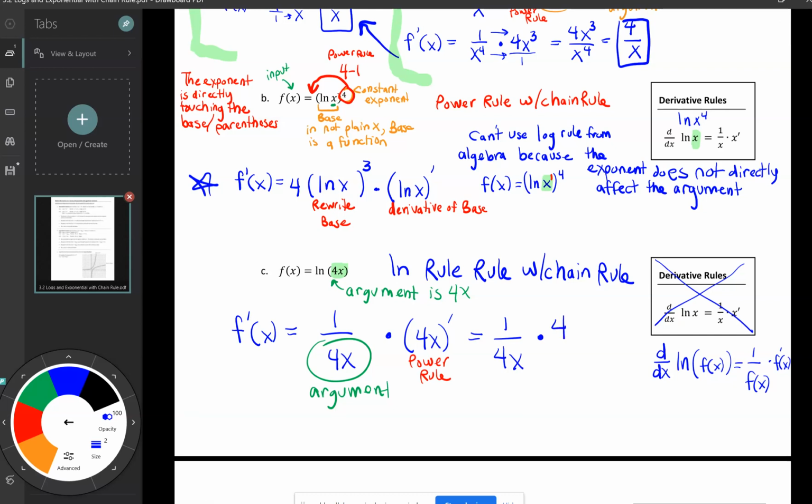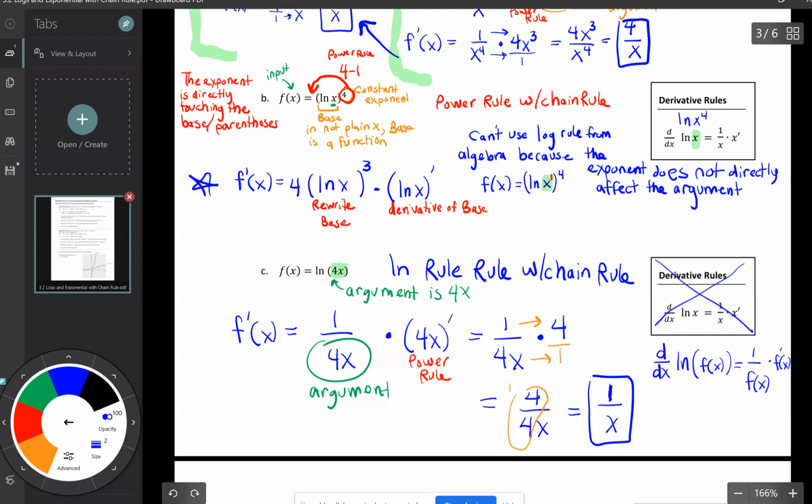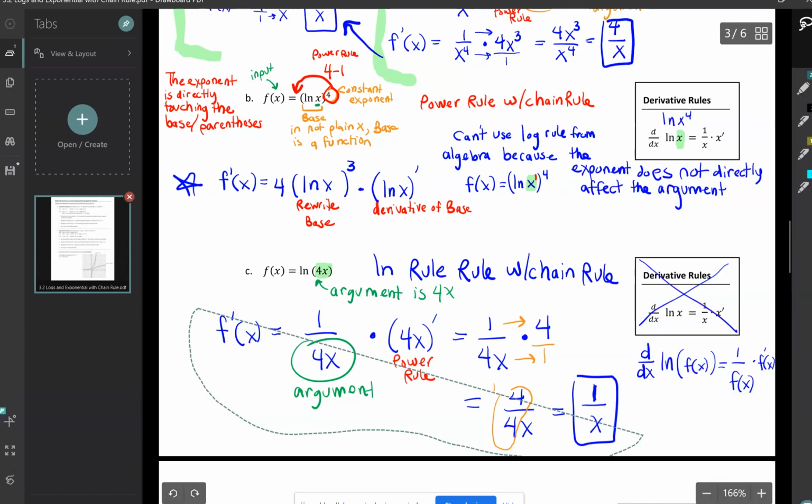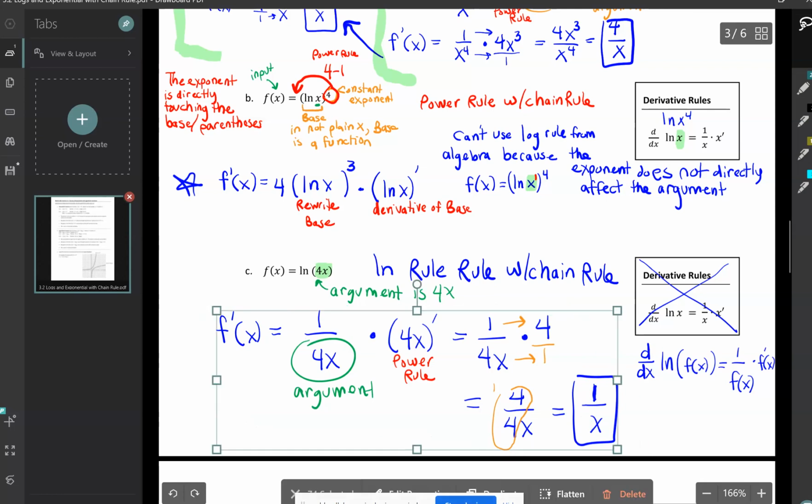Okay, well now let's clean that up. That's my raw derivative. That 4 is technically a fraction, so I can put it over a 1. And then numerator times numerator, denominator times denominator, that's going to give me 4 over 4x. And then my 4s are just going to divide out to be a 1. But that x is in the denominator, so it's going to stay there. I'll put a 1 placeholder in the numerator, and that x is going to stay in the denominator. So I did my log rule with the chain rule where I had to tack on the derivative of the argument.